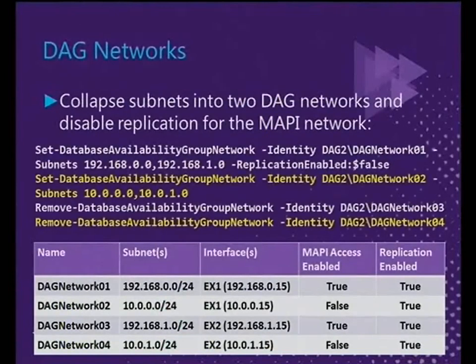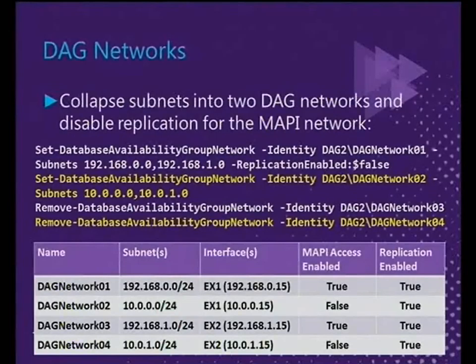Now to do all this, there's actually 4 commandlets that you would run. And because they're word wrapped, I've color coded them for readability. So white, yellow would be the commands. The first one, as you can see, we're using Set-DatabaseAvailabilityGroupNetwork, and we're giving it the identity of the network we want to keep, in this case DAG Network 01.